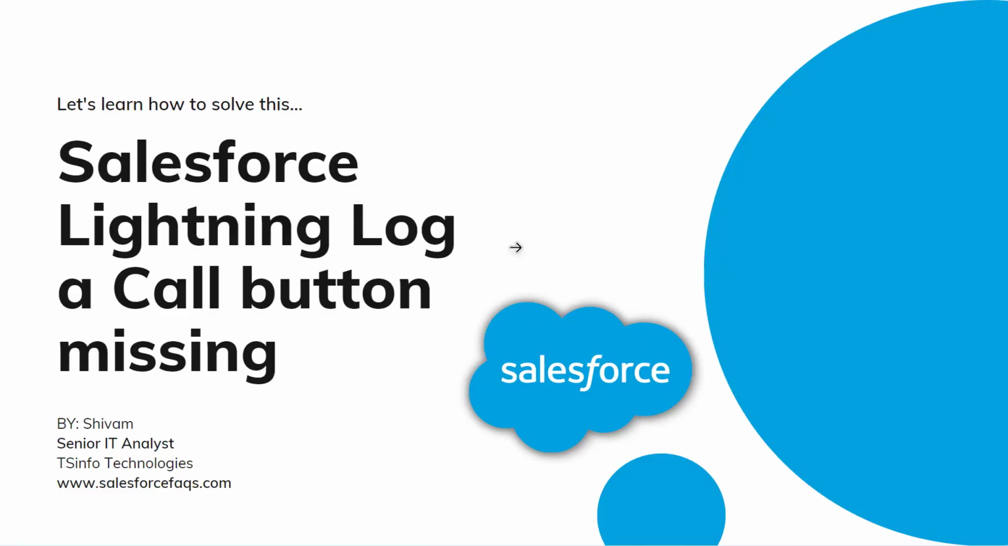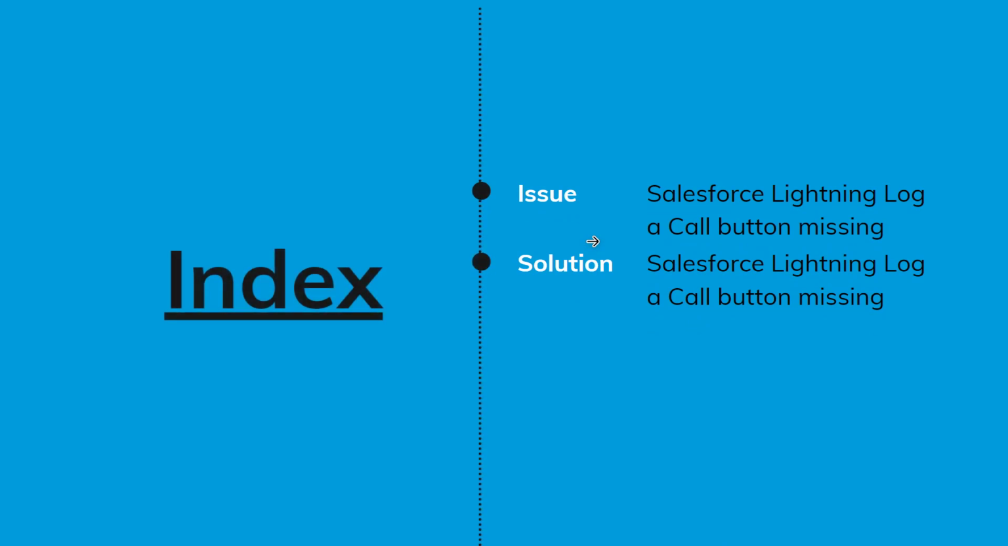In this video tutorial, we will understand how we can solve this issue where the Salesforce Lightning logger call button is missing. We will start off this video tutorial by first discussing this issue related to the logger call button missing, which generally occurs in the activity tab of the Salesforce Lightning. Then we will discuss the solution, how we can solve this issue and how we can add a logger call button in the activity tab of the Salesforce Lightning.